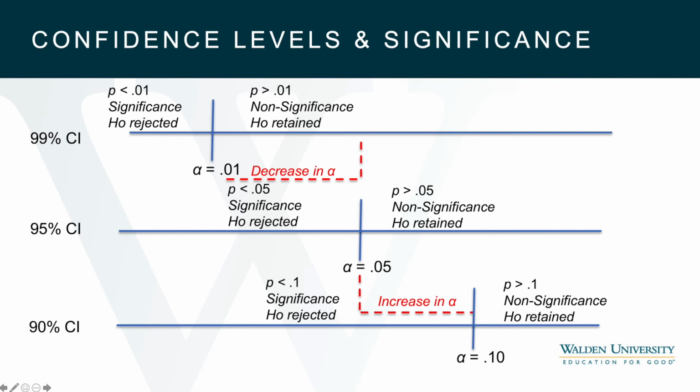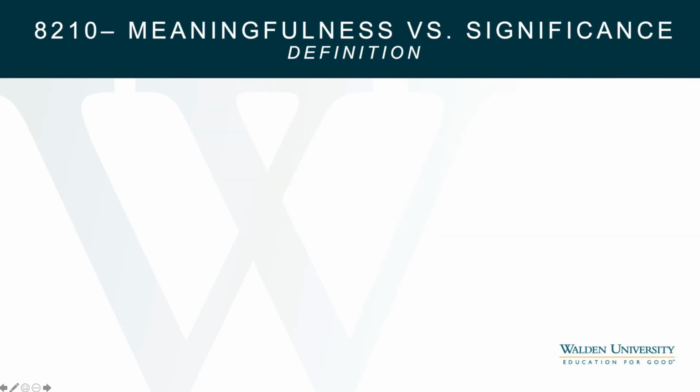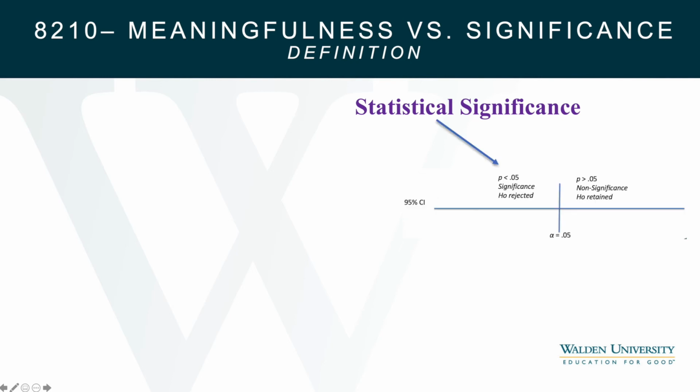Now let's talk about meaningfulness versus significance. We now know that the definition of significance in statistics only means one thing. It is that comparison of that p-value to that set alpha level to evaluate whether we're going to retain or reject our null hypothesis. That is the only meaning of the word significance in statistics.